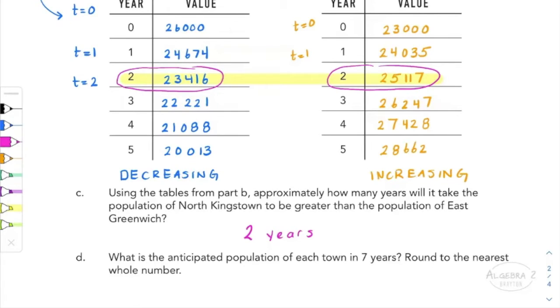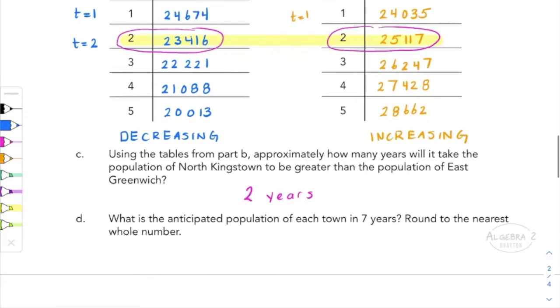And then the last question just says, what is the anticipated population in each town after 7 years? Round to the nearest whole number. That's not on your table, so you're going to have to do that in your calculators. For East Greenwich, use your equation, change the year to 7. It's at 18,023 people. And 7 years for North Kingstown would be 31,300 people.